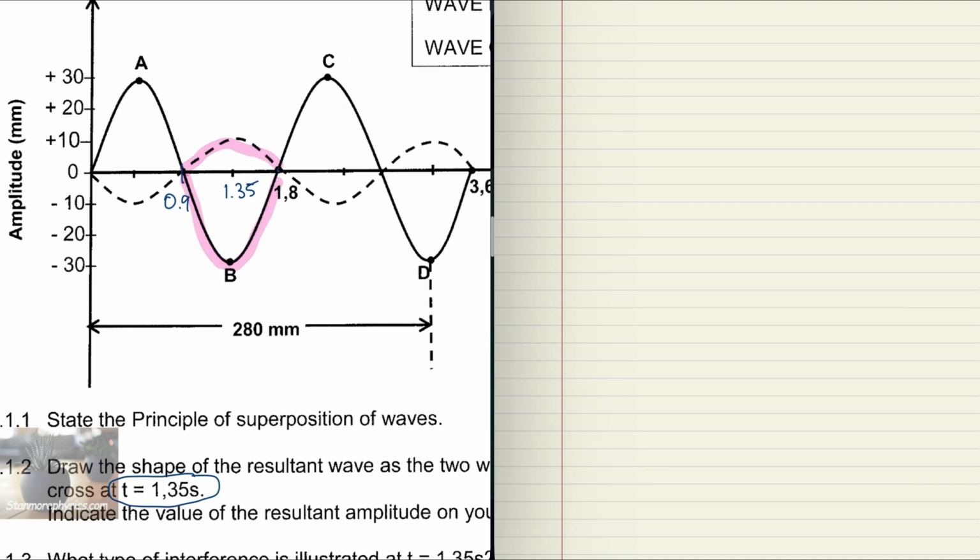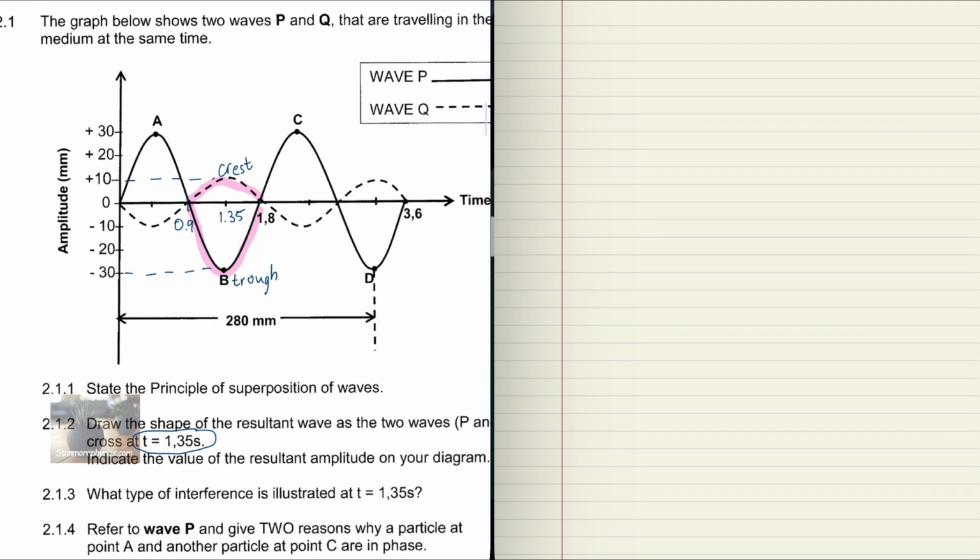Now this is a crest and this is a trough. When you have a crest and a trough that are interacting at the same time, you are going to have destructive interference. So you have to subtract the amplitudes. So at this point, the amplitude is negative 30, and here it's going to be positive 10.